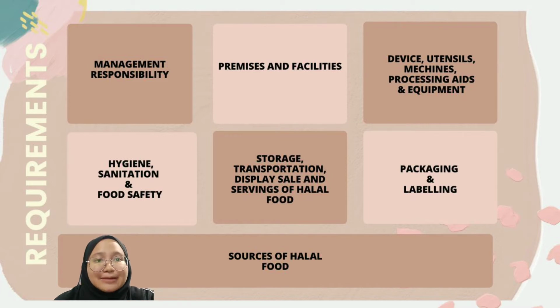Some requirements in Malaysian Standard 1500 Halal Food. Number 1 is management responsibility. Number 2 is premise and facilities. Number 3, device, utensil, machine, processing aids and equipment. Number 4, hygiene, sanitation and food safety. Number 5, storage, transportation, display, sales and serving of halal food. Number 6, packaging and labeling. And the last one is source of halal food.